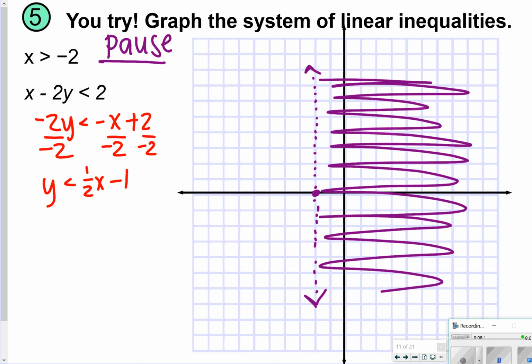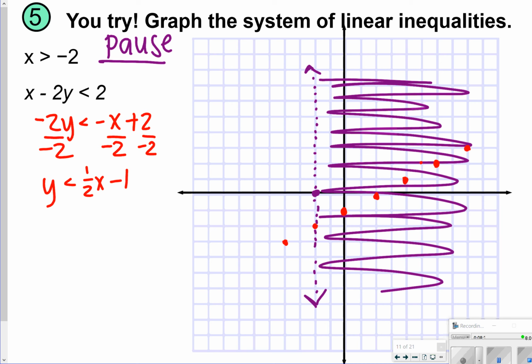So here's my equation. Y is less than 1/2 x minus 1. So that's -1 on the y-axis. And then rise 1, run 2. Rise 1, run 2. Obviously you don't want to shade too much so that you can still find your intersecting points.